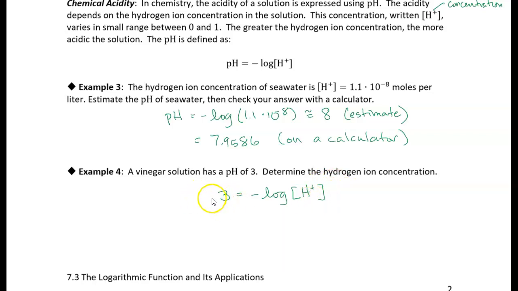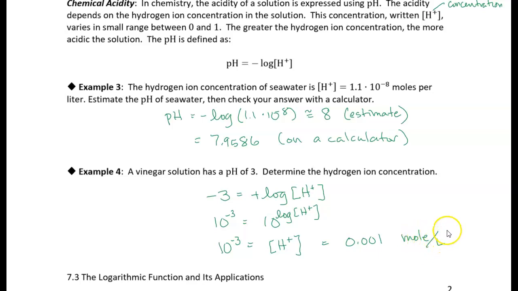So let's just take the negative of both sides. I'm just going to multiply both sides by -1. And then I could take 10 to the minus third is equal to 10 to the log of the hydrogen ion concentration. And this right-hand side just becomes the hydrogen ion concentration, because they're inverses of each other. And so the hydrogen ion concentration is 10 to the minus third, which is going to be 0.001, and our units are moles per liter.